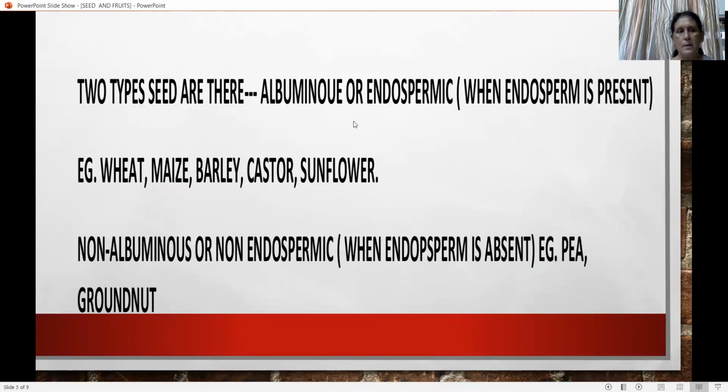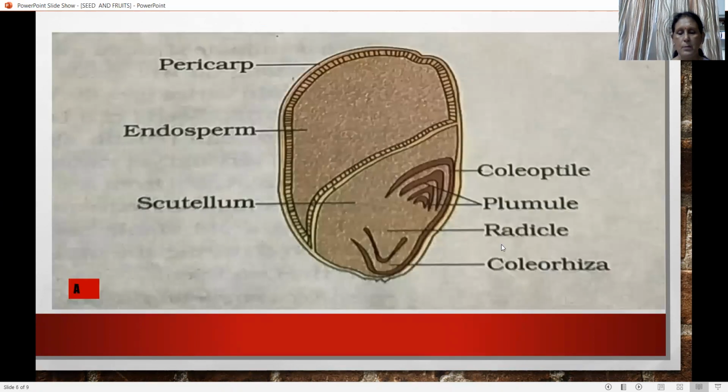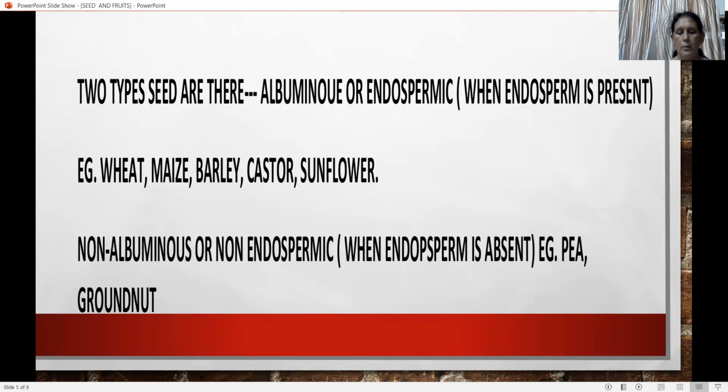On the basis of presence or absence of endosperm, seeds are of two types. When endosperm is present after maturation of the seed, it is called an albuminous or endospermic seed. For example, wheat, maize, barley, castor, sunflower. That means albuminous seed is found in both monocot and dicot. Wheat, maize, and barley are monocot seeds, and castor and sunflower are dicot seeds. Sometimes the endosperm is completely consumed by the developing seed, and it is called a non-albuminous or non-endospermic seed. For example, pea and groundnut.